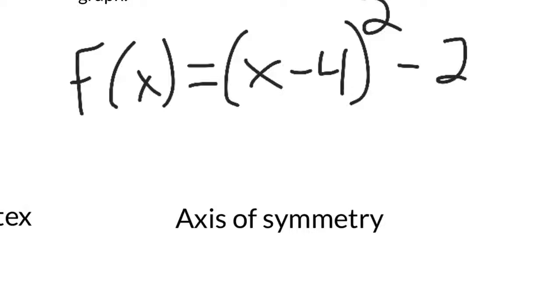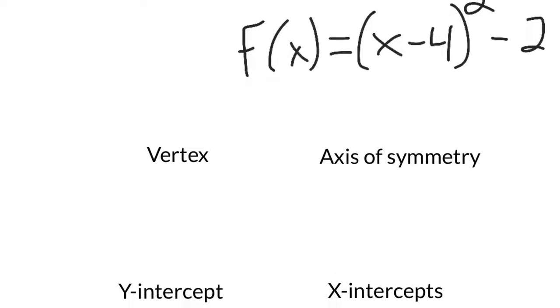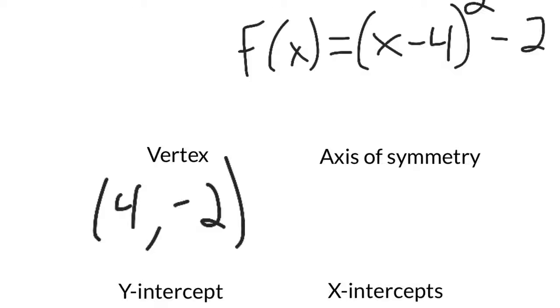This function is in something called vertex form, when it's factored like this and there's just a piece on the outside. Look, if you put a 4 into this function, 4 minus 4 is going to give you 0. 0 squared is 0. Minus 2 is going to give you negative 2. That's actually the vertex of the function. When you graph it, if you plug in a 4, you get out a negative 2. That's going to be the vertex where it peaks.